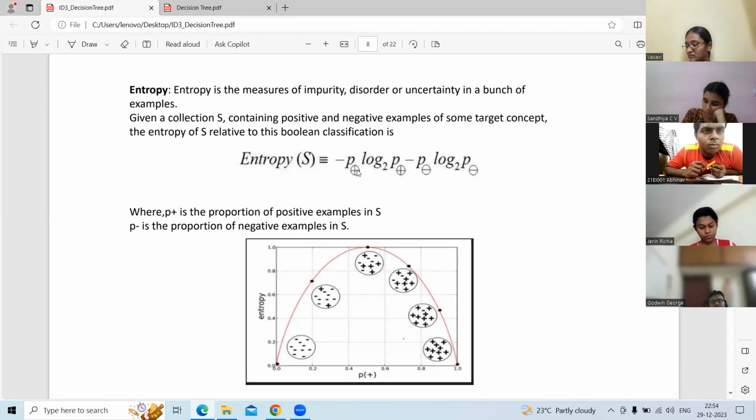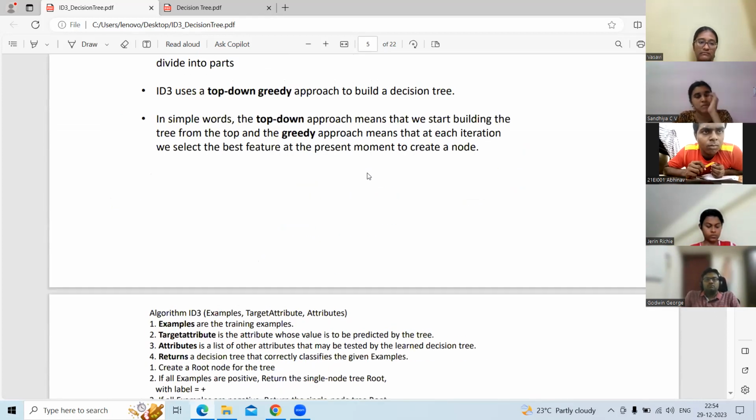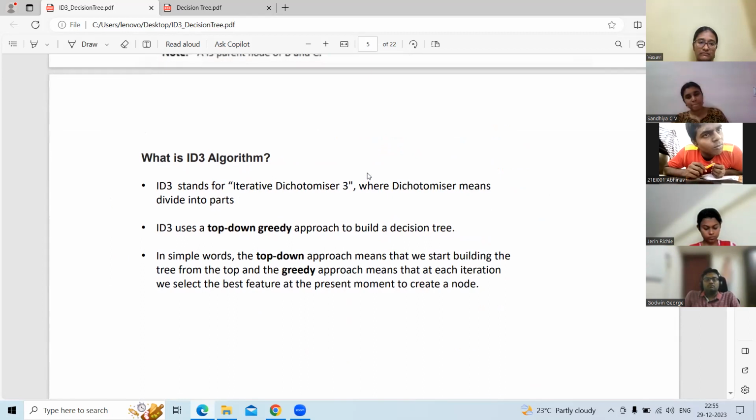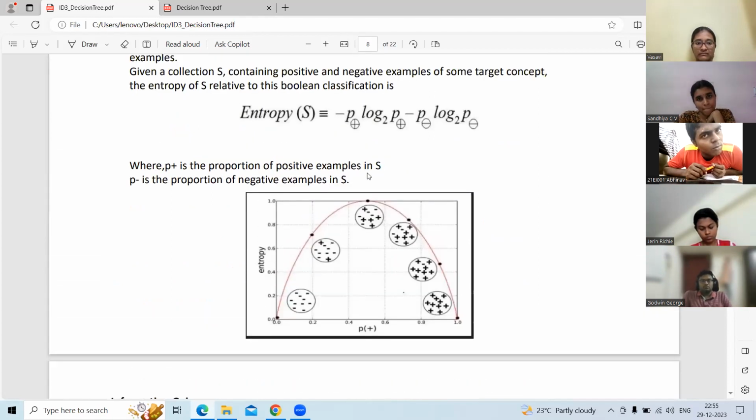Question, Sirisha. Why are we looking at only two values, p plus and p minus? In this example, it has only two outputs, either yes or no, because this is a binary classification.